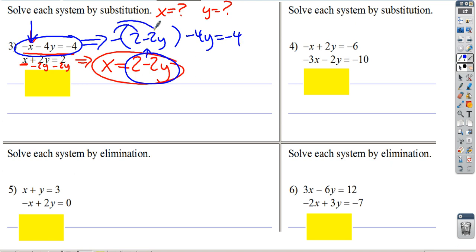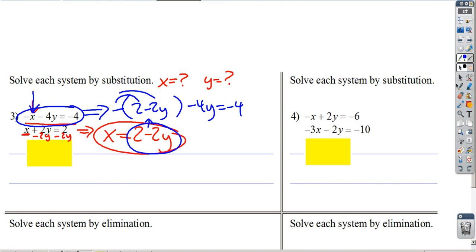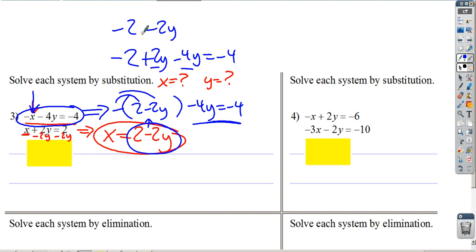If we distribute the negative here, we'd have negative 2 minus negative 2y, which is plus 2y. And we still have the rest of this. We have minus 4y equals negative 4. 2y minus 4y is negative 2y. And we still have that minus 2.